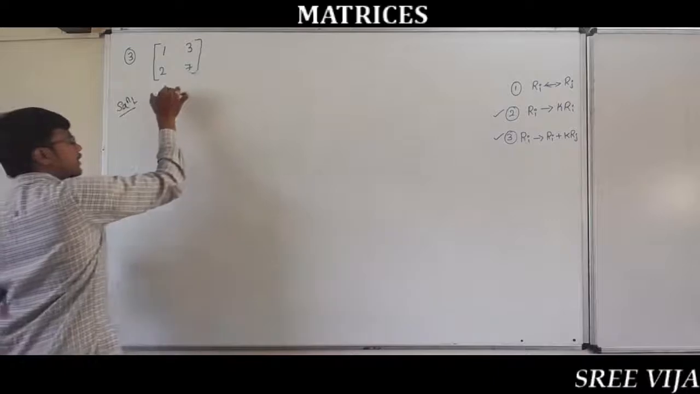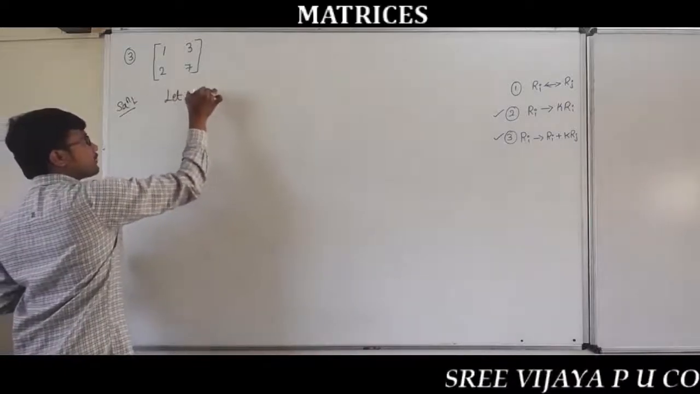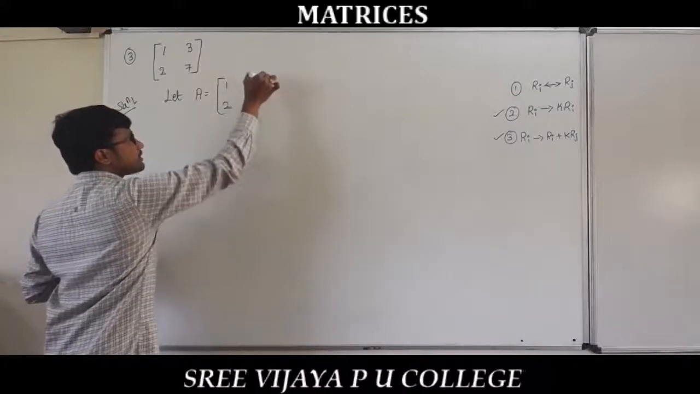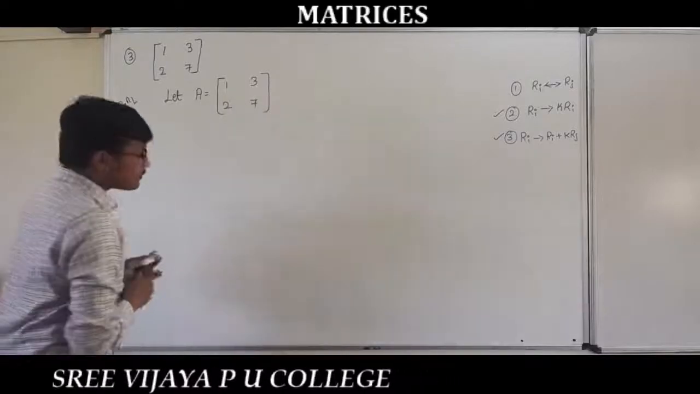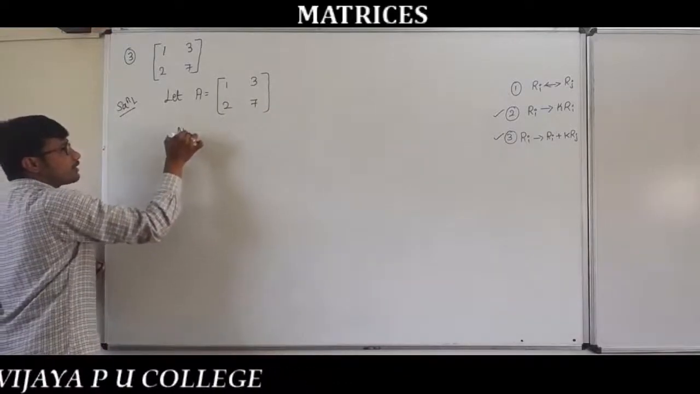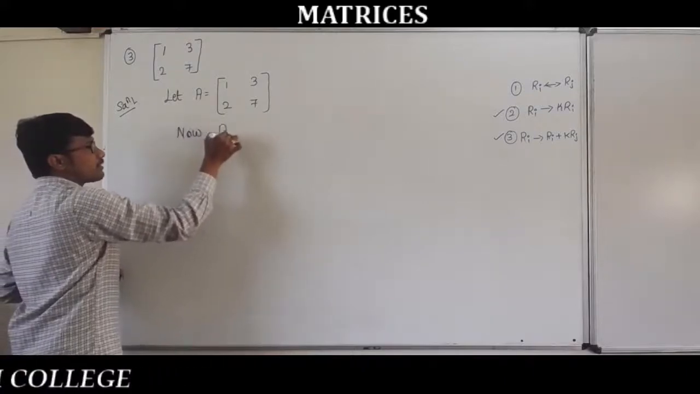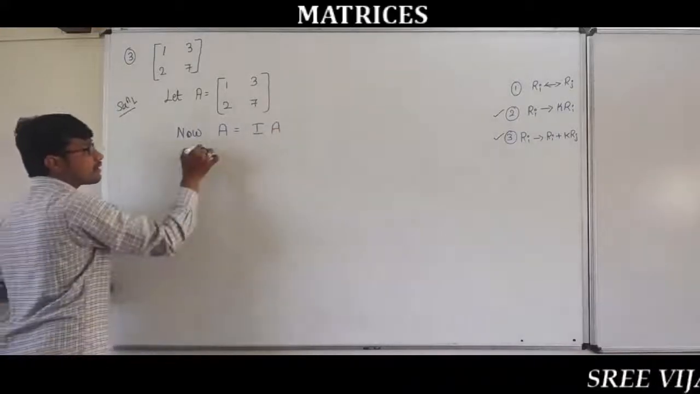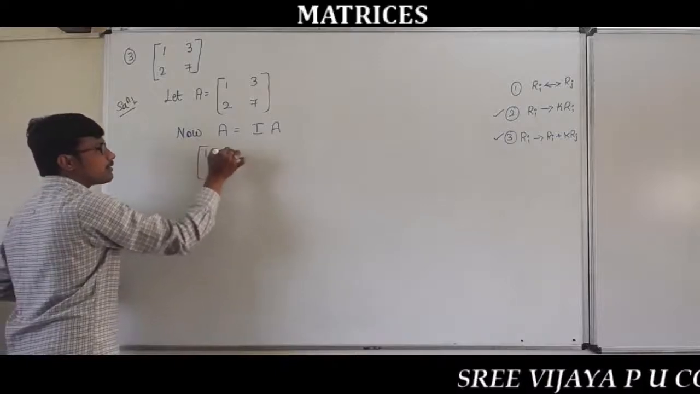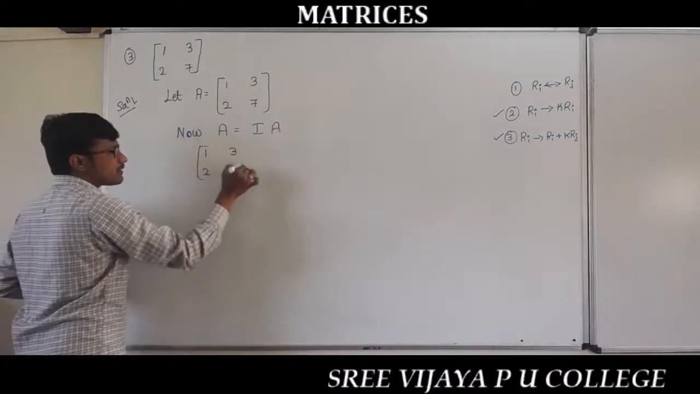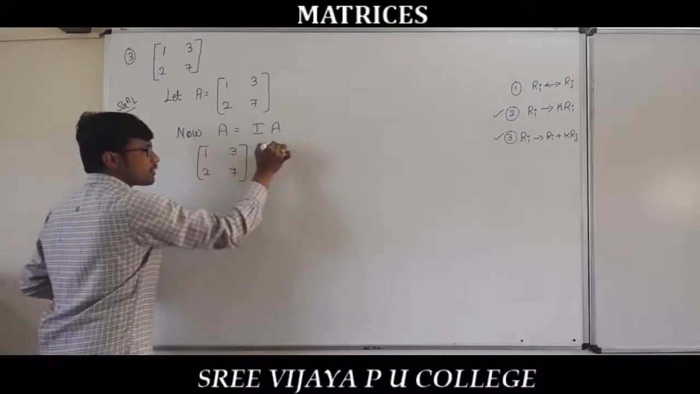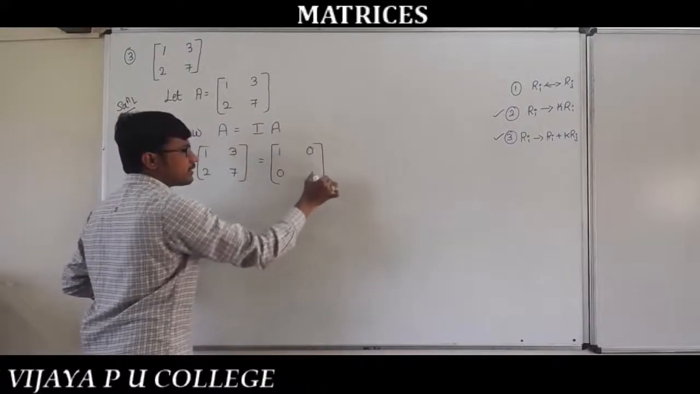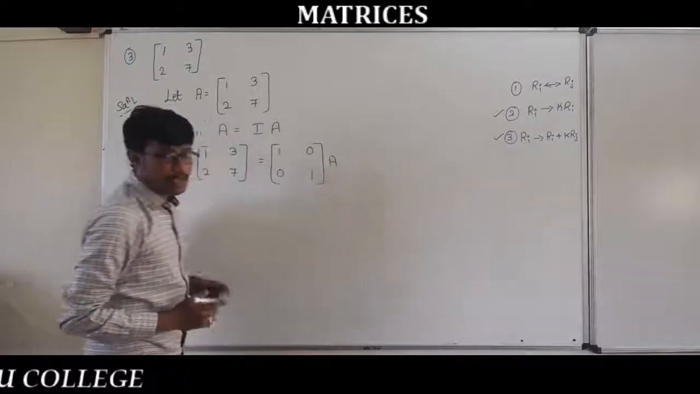Solution. Let the matrix be capital A. So A equals 1, 3, 2, 7. This is the matrix, and we are applying elementary operations here. For that, we consider A equals IA. What is A here? The matrix 1, 3, 2, 7 is the matrix A. What is the matrix I? 1, 0, 0, 1 is the matrix I, and A is as it is.